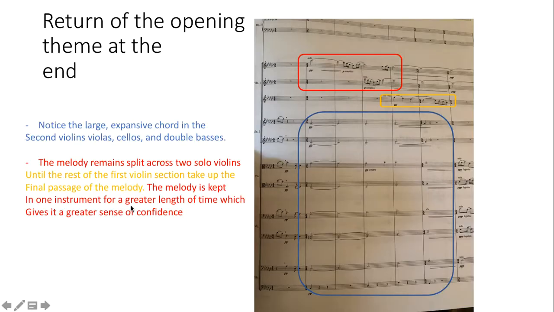Cool. So moving on. Here we've got the return of the opening theme at the end, and actually now we're starting to get a little less sort of tentative. So the melody remains split across two solo violins, but there's much more of the melody in each part before it splits. So we actually get quite a lot of that first melody here, and then quite a lot of the melody in the rest of the section at the end of that particular melodic phrase. And that gives it a greater sense of confidence at the end.